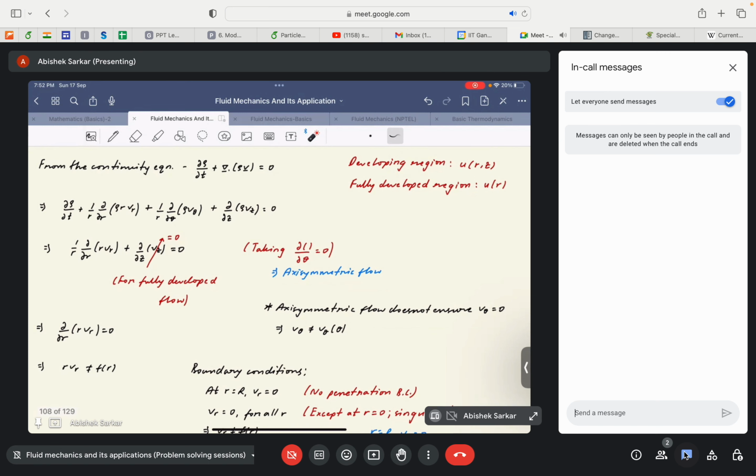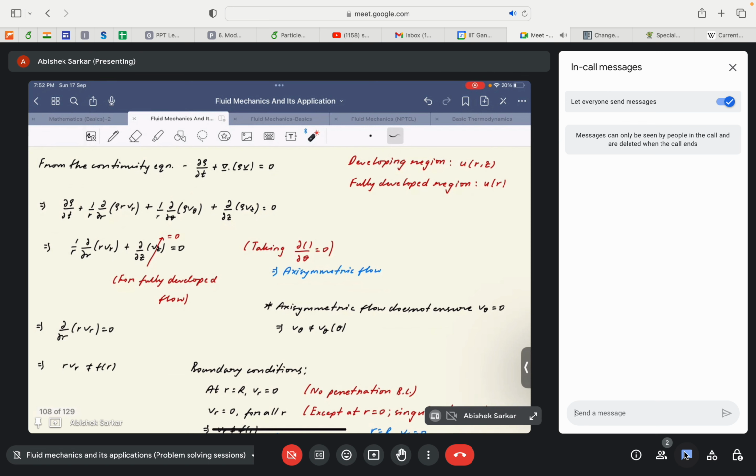Given that fact, since the flow is steady, this term will go out. Then since the flow is axisymmetric, the dou by dou theta term is 0. So we're left with these two terms. Again, we take an assumption that since the flow is fully developed, dou vz by dou z is equal to 0, right? This is an assumption. So we are left with only this term.